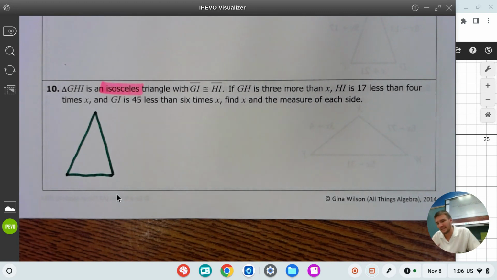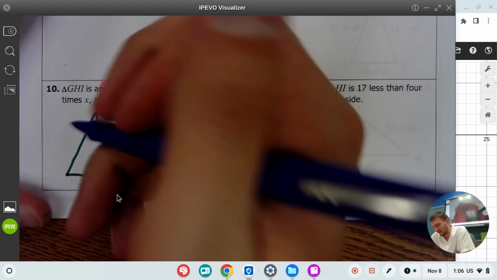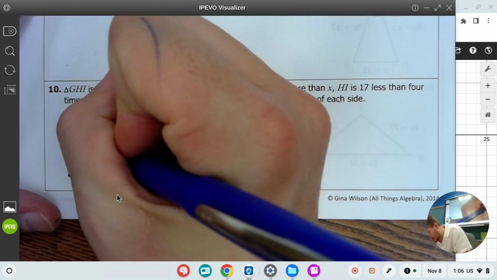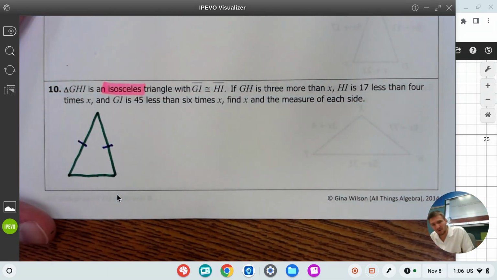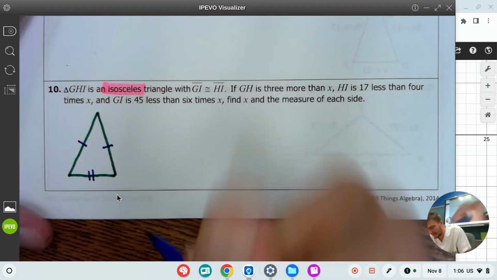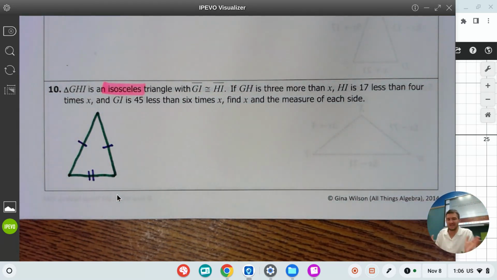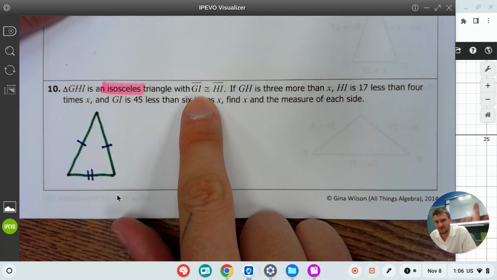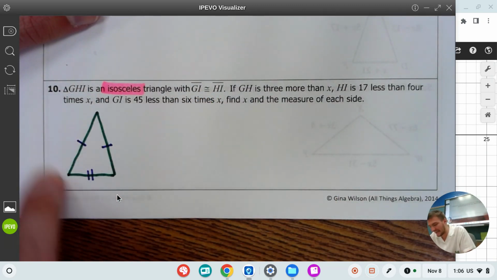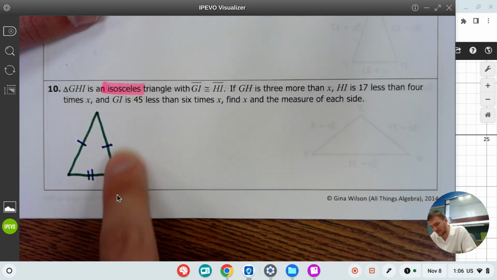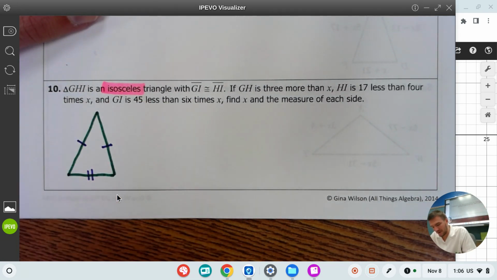If I wanted to label this with the slash marks, the way I have it on my paper is that the tall left and right are matching and the bottom is different. So I'm going to do slash slash on the sides, a double slash on the bottom. Now let's make sure that I label this correctly, because if I start putting my G's and H's in the wrong spot, my triangle is going to be wrong. Which letter goes on the top?